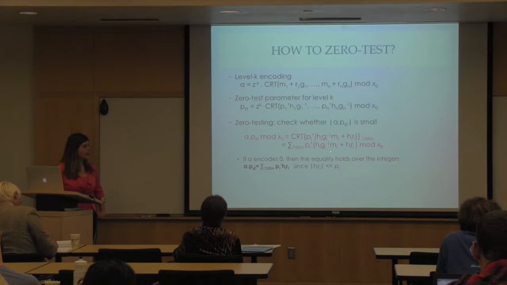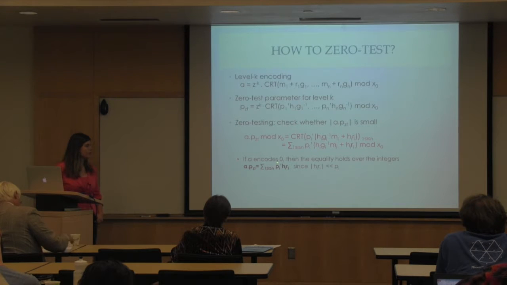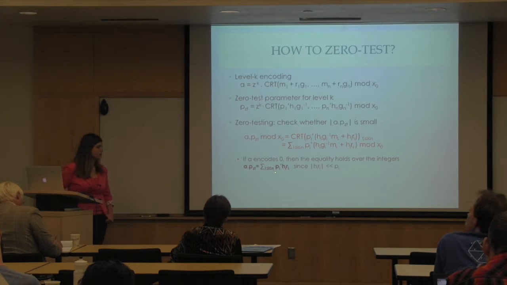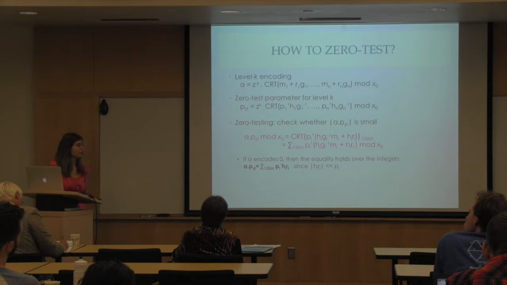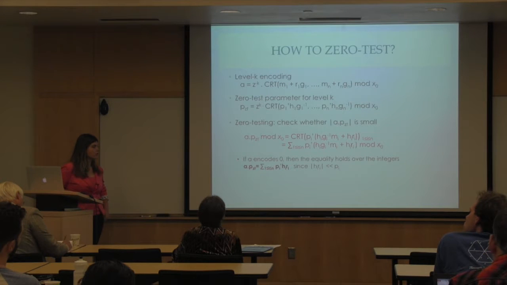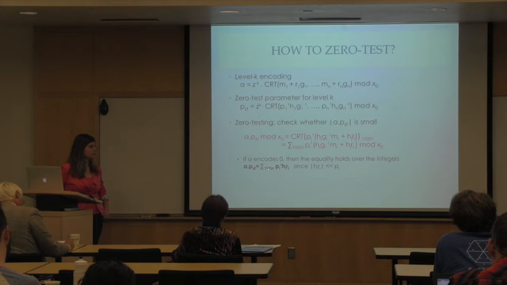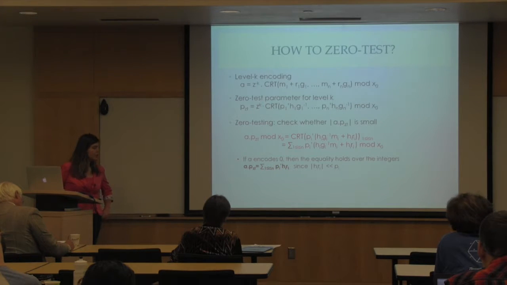What happens if a is an encoding of 0? Our goal here is to check whether a is an encoding of 0. Well, if a is an encoding of 0, then these components disappear. And then we are left only with a sum of this form. So we have a sum that depends on the p_i prime values, and then on the h_i and r_i's. The way we have chosen h_i and r_i was such that their product is much, much smaller than p_i, and p_i is the missing prime in this p_i prime.